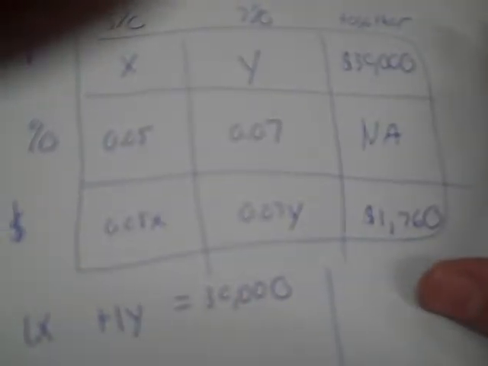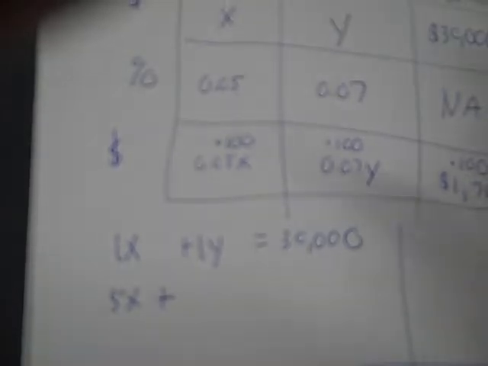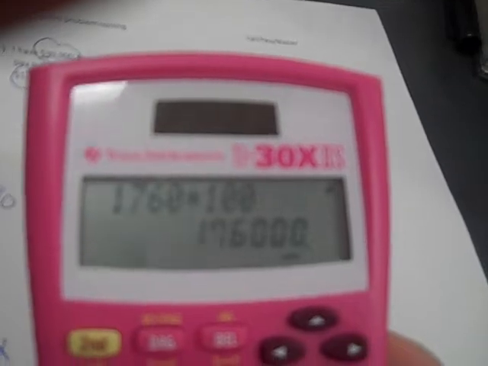Now you don't want to write this one down unless you really want to be aggravated. You need to multiply these all by 100 so that we won't have to worry about the decimals. So 0.05 times 100 is 5x. 0.07 times 100 is 7y. And 1,760 times 100 is 176,000.